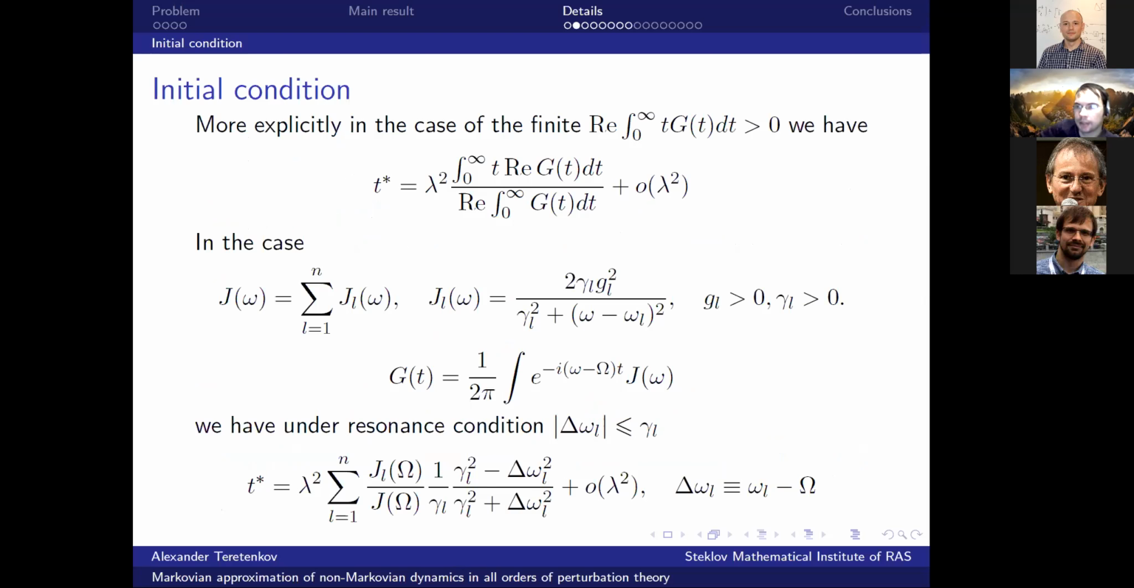Well, to understand this situation better, here is a general formula for the time after which our matrix becomes actually a density matrix, and let us understand what is going on for very specific spectral densities, namely combinations of Lorentz peaks. In this situation, this T star could have the following form. We have a weighted combination, weighted by relative intensities of the Lorentz peaks.